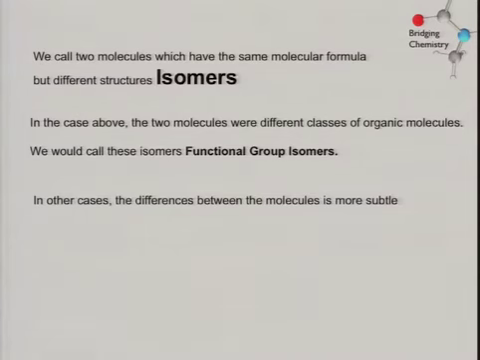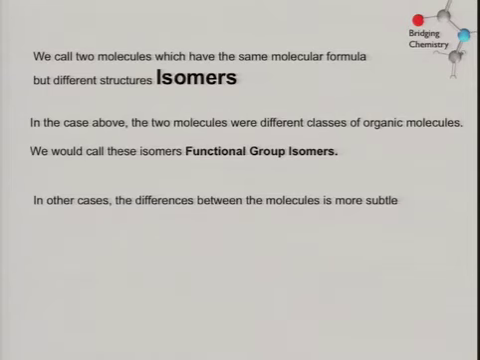So if we have two molecules which have the same molecular formula, but they have different structures, we call these isomers. And for those two molecules that we just looked at, the propanone and the propanal, they are what we would call functional group isomers, because the difference between them is that they have a different functional group, right? So that's quite a significant difference between those two isomers. One's a ketone, one's an aldehyde. So they're called functional group isomers.